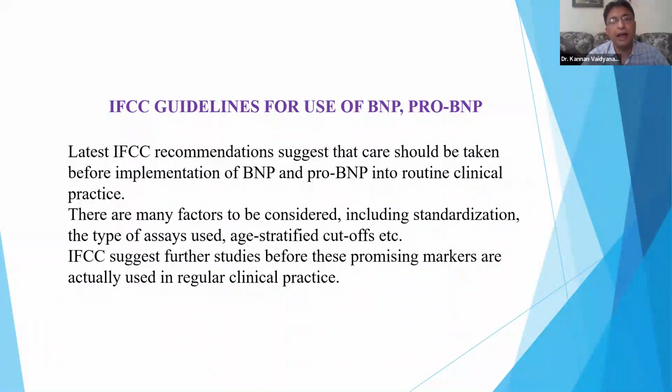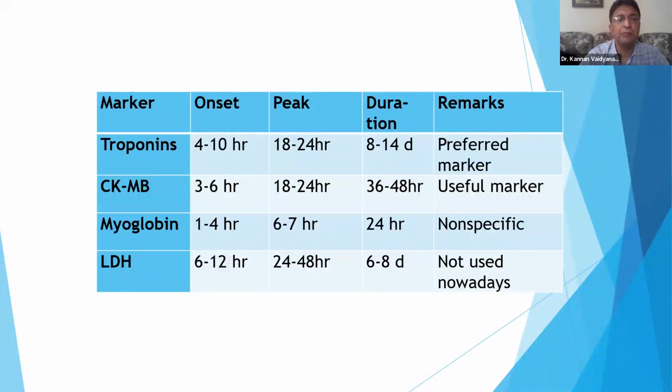So many clinicians are still ordering it, but this message needs to be conveyed. Even if BNP and proBNP are used, the IFCC also suggests that serial estimations are important. So it's important to take note of these recommendations before BNP and proBNP are used in regular practice. This will summarize the cardiac biomarkers.